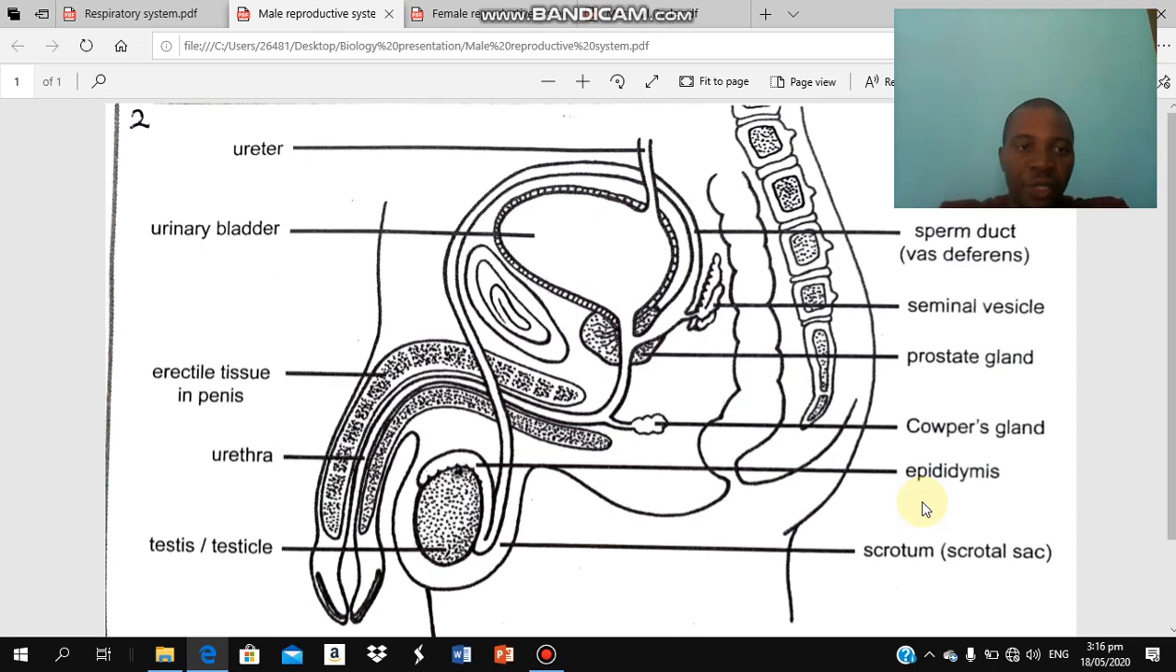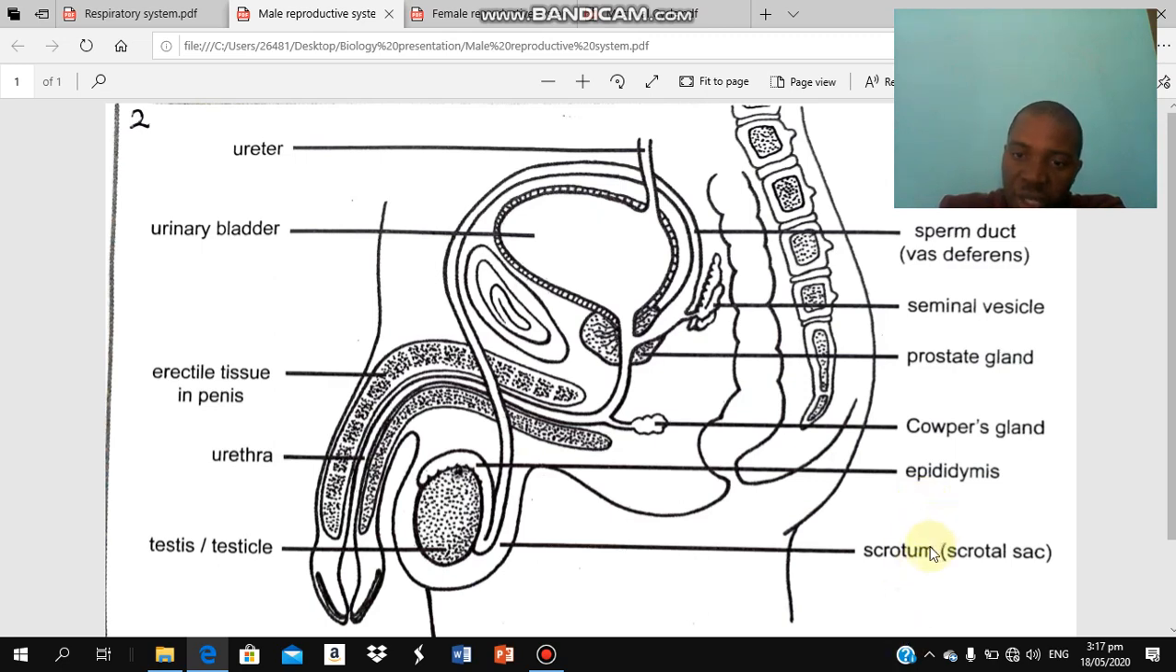Now, let me talk about the urinary bladder and the ureter. They have no function when we talk about the reproductive system, because the function of the bladder is to store urine. The function of the ureter is to transport urine from the bladder to the urethra. Now, let's look at different parts of the male reproductive system and their functions.